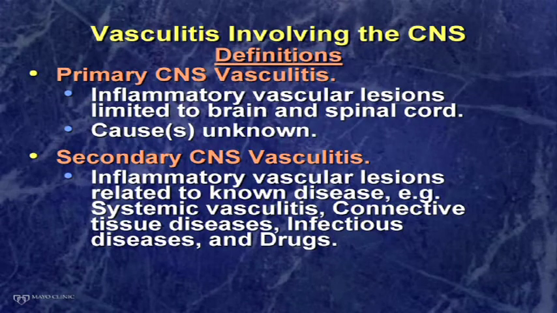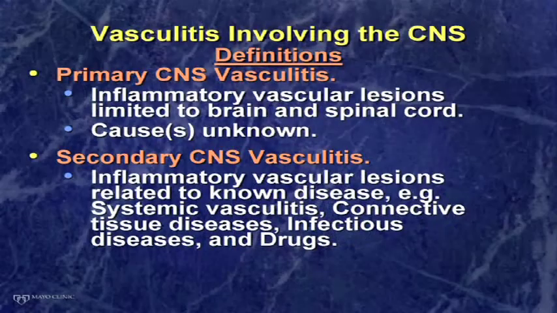Primary CNS vasculitis can simply be defined as an inflammatory process with vascular lesions limited to the brain and spinal cord. You have to have a way to define these and separate them out, just like last night we talked about giant cell arteritis, which has been one of my interests for many years.